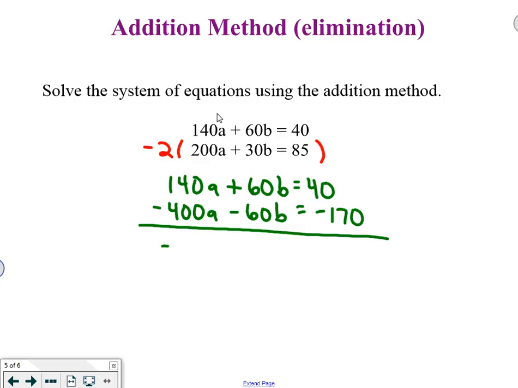I get negative 260A. The b's are gone. Do not write 0b. Okay, I've seen students do that. It confuses them. They think the b still exists. It does not. It's completely gone. Bring down my equal signs. Negative 130. Now I have a very simple equation to solve for A. Divide both sides by negative 260, and I get 1/2.